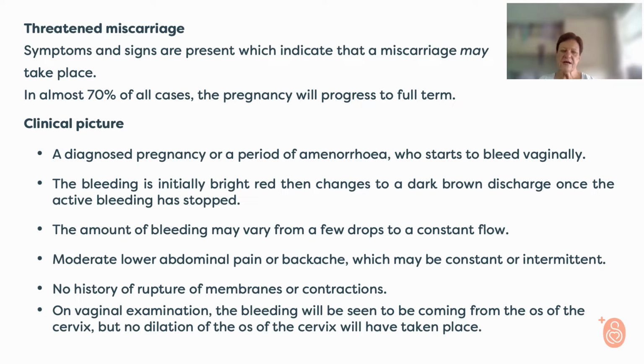There's usually no history of a rupture of membranes or contractions, and this is very important, that there are usually no contractions. And when one does a vaginal examination, one can see that the bleeding might be coming from the cervix, but there's no dilatation of the cervix, and that's the one very important aspect about a threatened miscarriage.